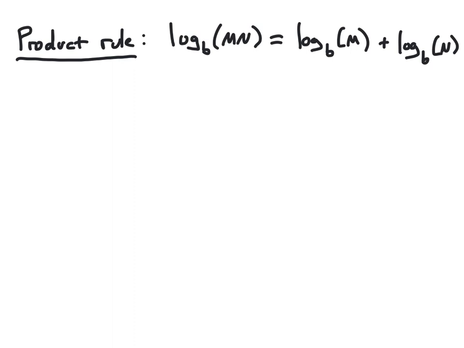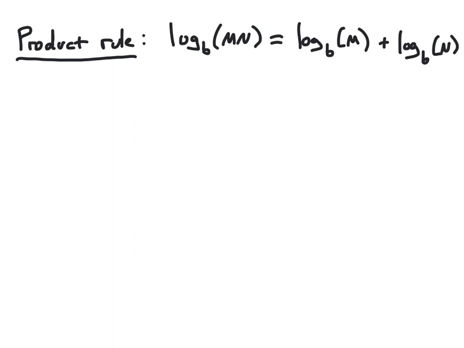The first rule we're going to discuss is often called the product rule. It states that the log base b of a product, which we're representing as m times n here, is going to be the log base b of m plus the log base b of n. In other words, the log of a product is the sum of the logs of the individual factors.